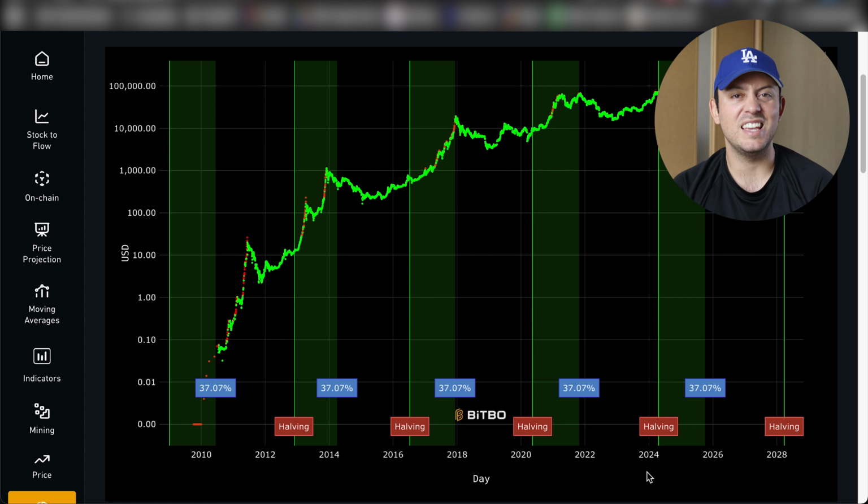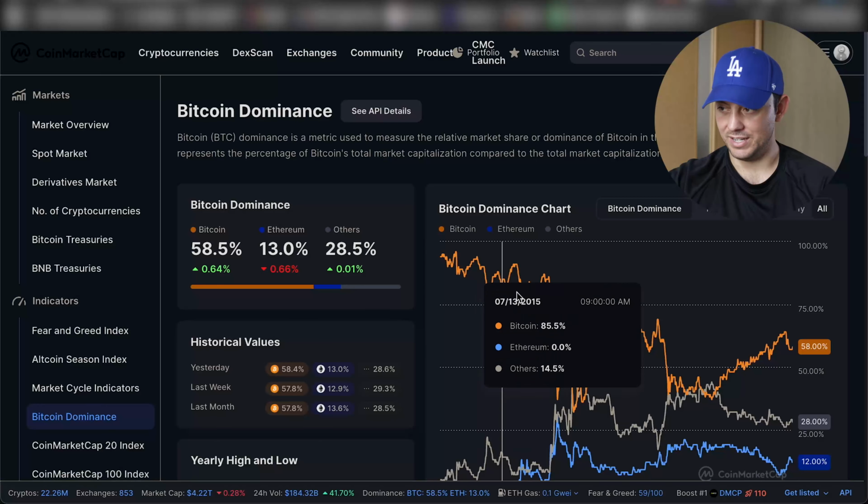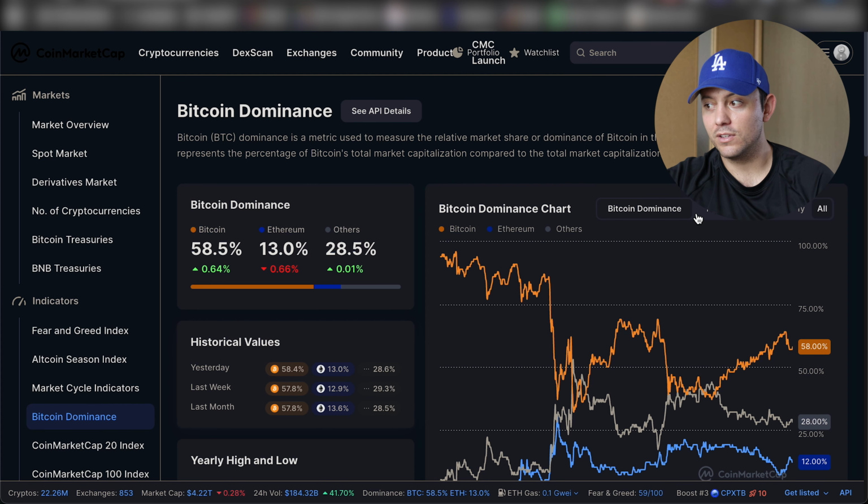A bull run is a long period where prices rise for months. It often follows the Bitcoin halving that I mentioned before. Now, early signs of whether we're in a bull or bear market can include rising Bitcoin dominance, which is something you can look up here. CoinMarketCap has a nice chart for Bitcoin dominance as well. Rising Bitcoin dominance typically means a bull market.